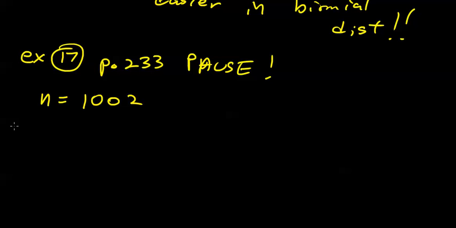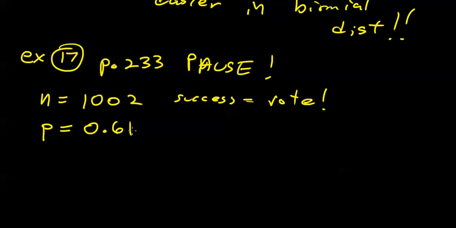Alright, if you're going to call a success equal a voting, someone says that they did vote, then the probability of success in any one person is 0.61, because they tell us the actual voter turnout was 61%, right? Alright, part A asks us to find the mean and standard deviation for the numbers of actual voters in groups of 1,002. Right? Well, this is clearly a binomial procedure.